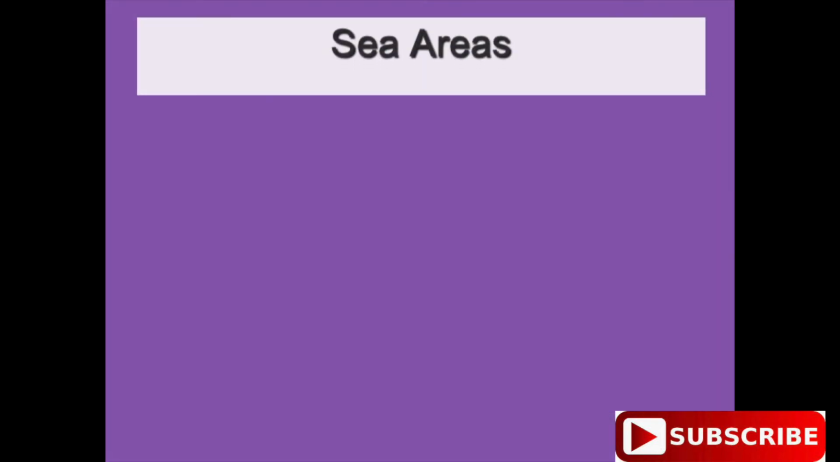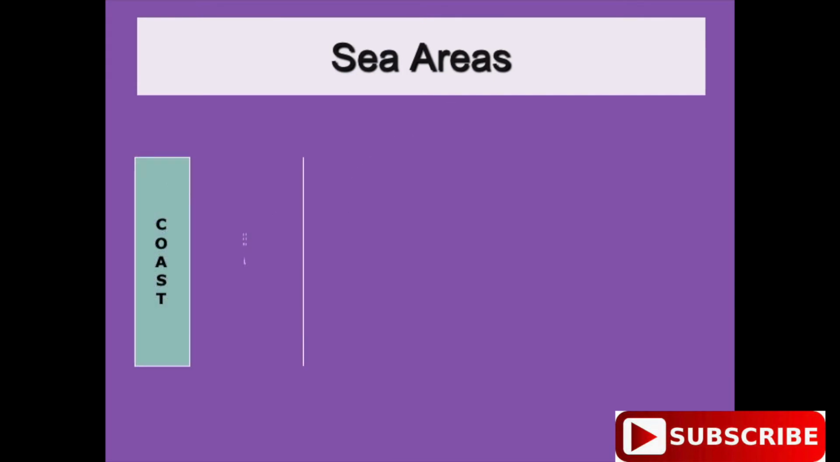Now let's go to sea areas. The worldwide area has been divided into different sea areas: area 1, 2, 3, and 4. So let's proceed with sea area 1. What are the requirements for different sea areas? Suppose this is the coast. Sea area 1 is from 20 to 30 nautical miles from the coast. And the requirement for it is VHF.